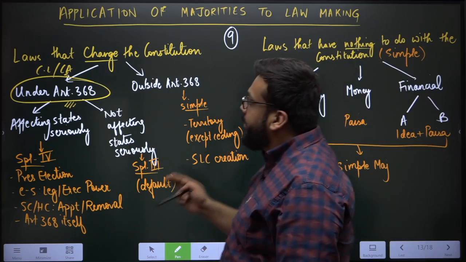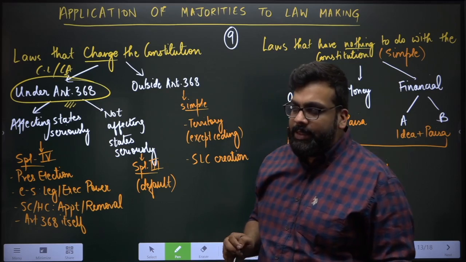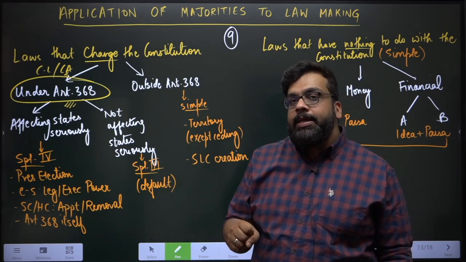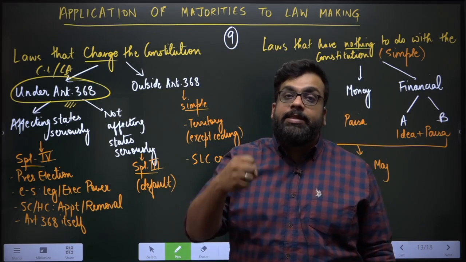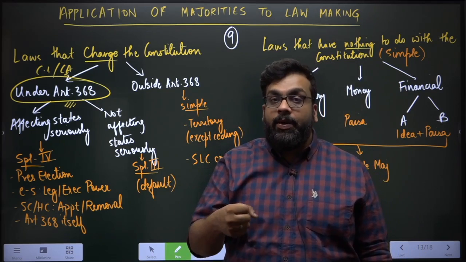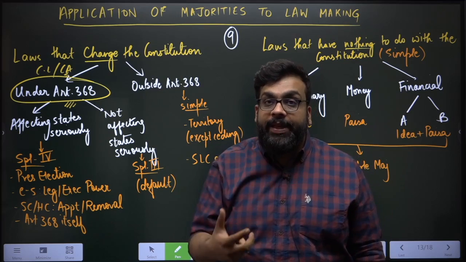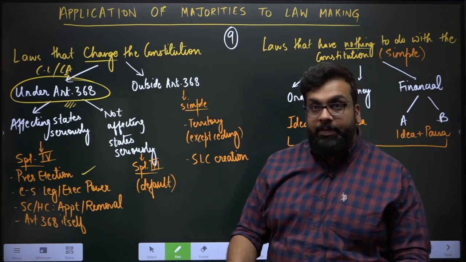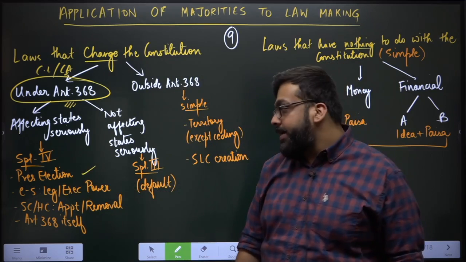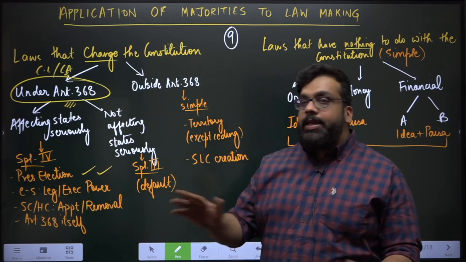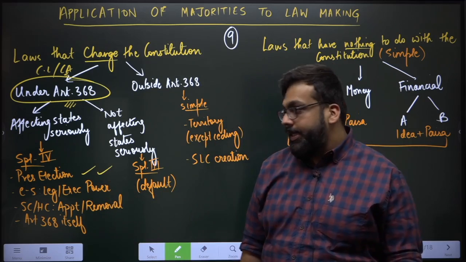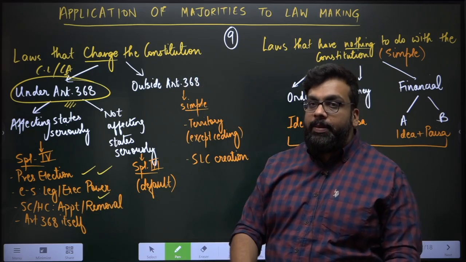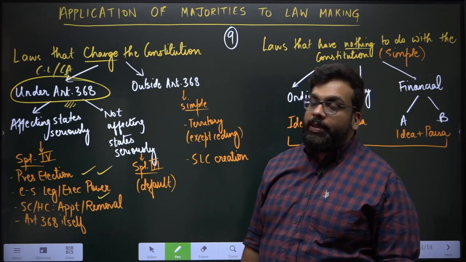Now, there are two kinds of amendments that happen under 368, the super serious kind and the not so serious kind. The super serious kind is the kind which affects state interests adversely or very seriously. For example, when you are changing the way the president gets elected, because the president has powers to promulgate state emergency. When you are changing the legislative or the executive powers of the state, when you are changing appointment and removal mechanisms of Supreme Court and High Court judges.